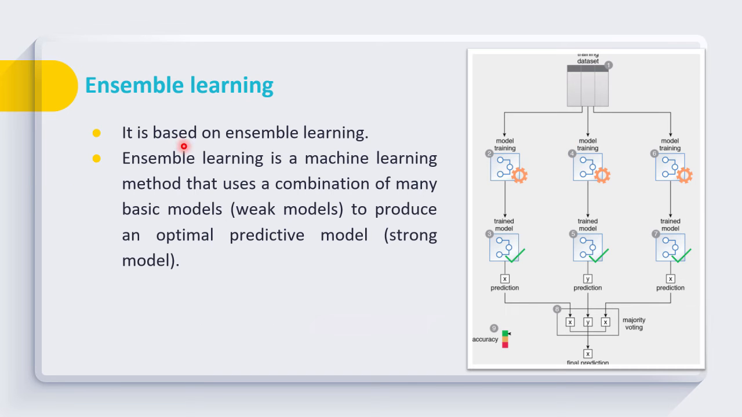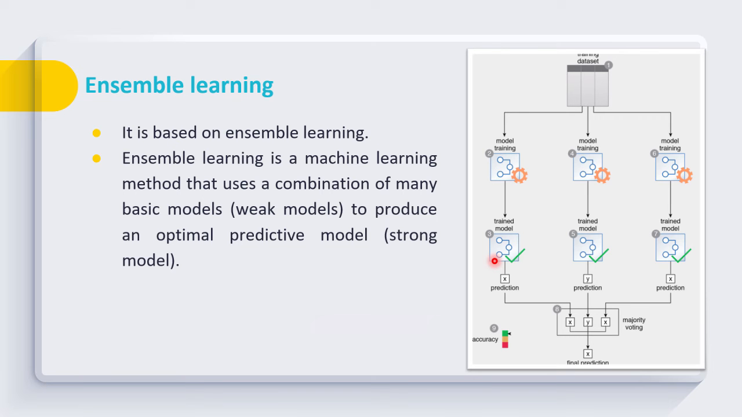Random Forest is actually based on the concept of Ensemble Learning. Ensemble Learning is a machine learning method that uses a combination of many basic models, and these basic models are called weak models, to produce an optimal predicted model, which is finally considered a strong model. As shown in this figure, we have a training dataset which is divided into subsets, and on each subset we are training a weak model or basic model. Here we have these three basic models or weak models. We have trained them on subsets of the dataset.